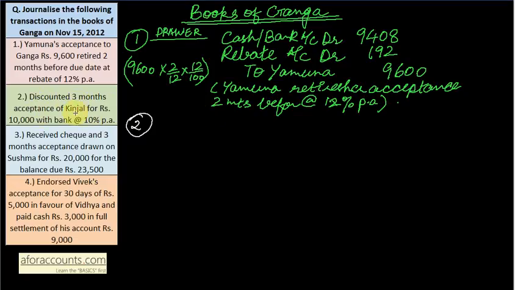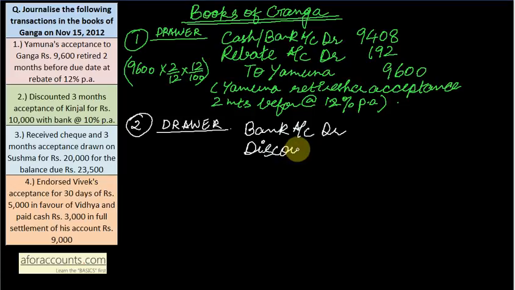Discounted 3 months acceptance of Kinjal for ₹10,000 with bank at the rate 10% per annum. So this time who is accepting? Kinjal is accepting and giving the acceptance to Ganga. So again here Ganga is the drawer. Discounted 3 months acceptance of Kinjal means I went to bank and got the bill discounted. So the entry will be bank account debit, discount account debit, to bills receivable. Since I am the drawer, write the entry: bank account debit, discount account debit, to bills receivable.